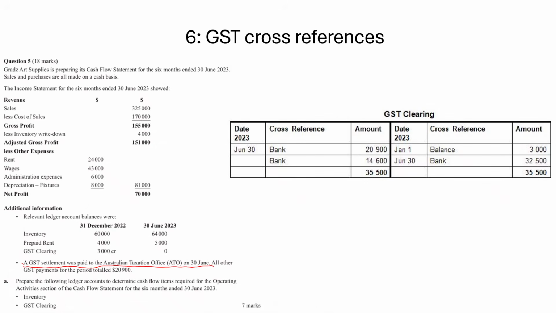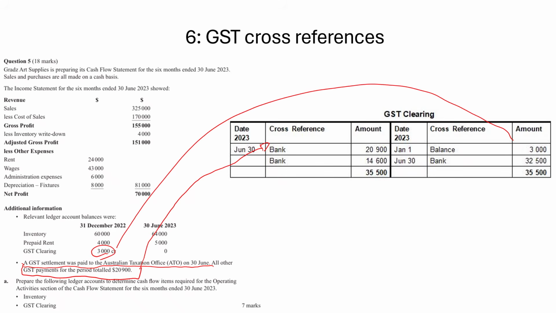Tells us down the bottom here, just under, GST payments for the period were 20,900. There's no such ledger as GST payments. Those funds are going to come out of the bank. So therefore, that's cross-referenced with the bank. Then in terms of our balance, we got that over here. So it's telling us to put it on the credit side. That one's a nice and easy one.